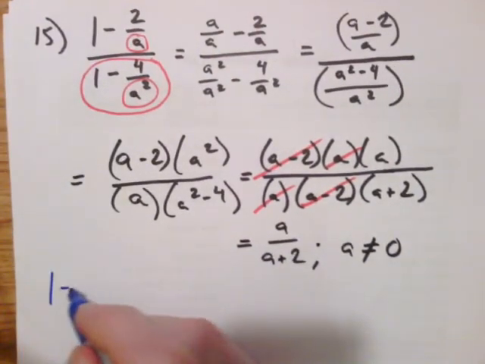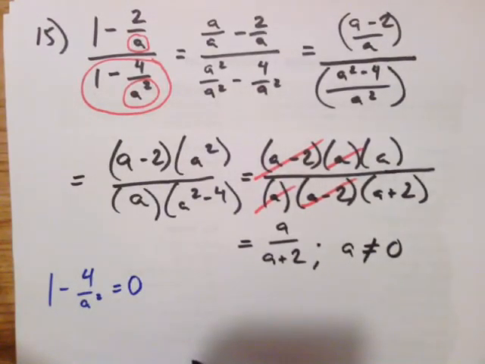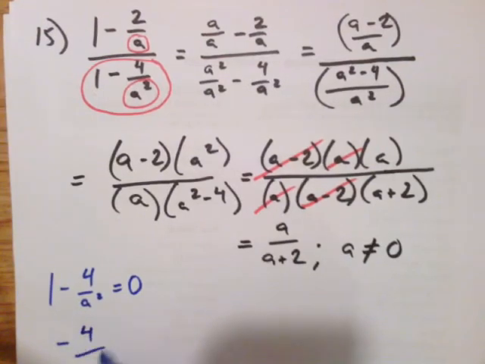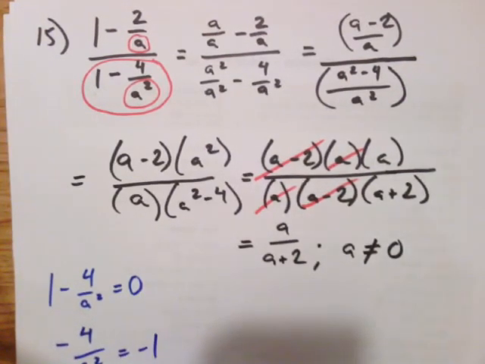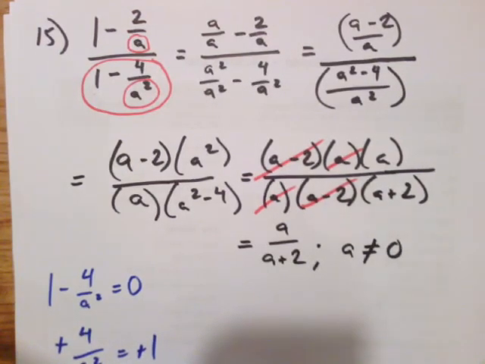1 minus 4 over A squared equals 0. Figure it out that way. So if I subtract 1 from both sides, negative 4 over A squared equals negative 1. Divide both by negative, get rid of that sign. I'm going to multiply both sides by A squared to get it out from underneath there. So 4 equals 1 times A squared, which is just A squared. See where this is going? Take the square root of both sides. So plus or minus 2.